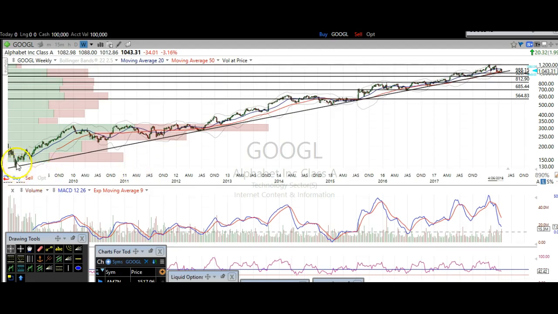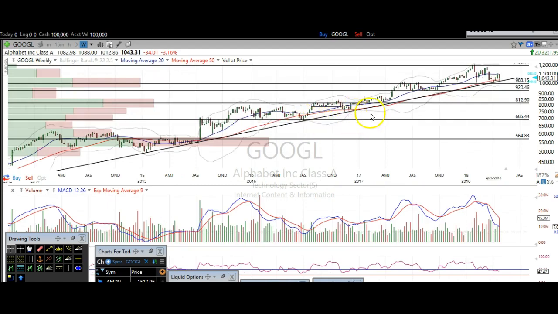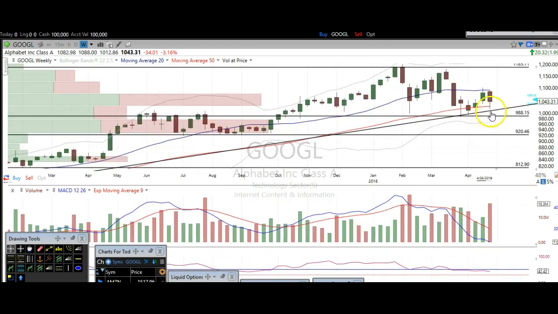We have this nice trend line started there. Several bounces here, again right here, here's one, here's one, here's one, and here we are just recently a couple times coming into it.